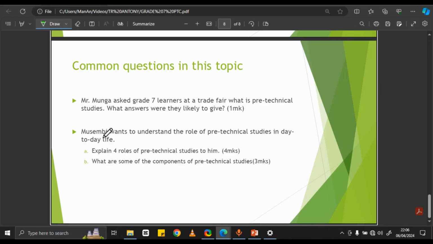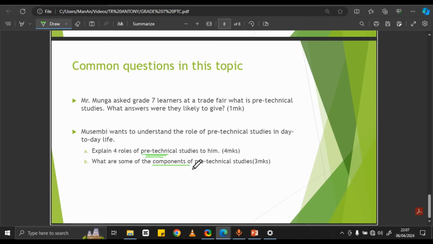Another question is something like, Musembi wants to understand the role of pre-technical studies in day-to-day life. Explain 4 roles of pre-technical studies. We have covered that. Okay, we have said 1, it promotes career development. 2, it allows a learner to learn and operate a computer and use those computers to solve problems or to develop apps. There are 4 main roles in pre-technical studies. So kindly, you can rewind the video and check them out.